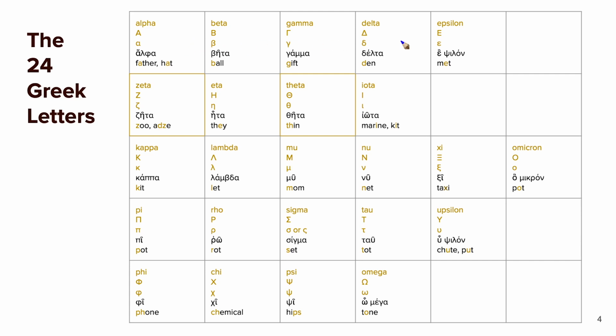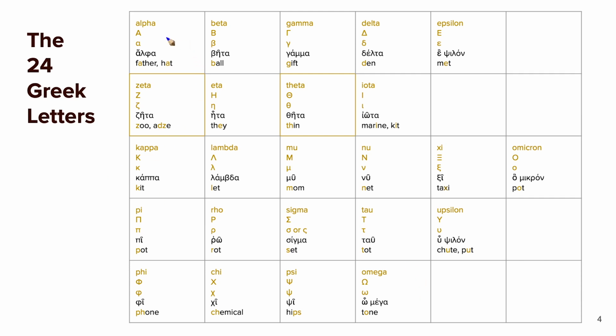Alpha, beta, gamma, delta, epsilon, zeta, eta, theta, iota, kappa, lambda, mu, nu, xi, omicron, pi, rho, sigma, tau, upsilon, phi, chi, psi, omega. That's the Greek alphabet.